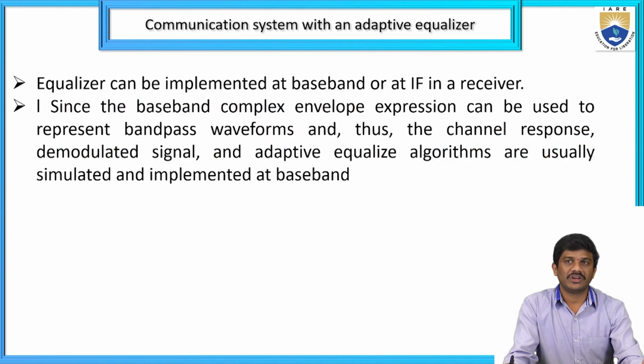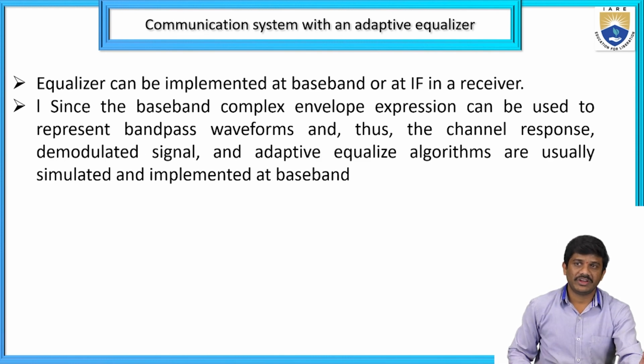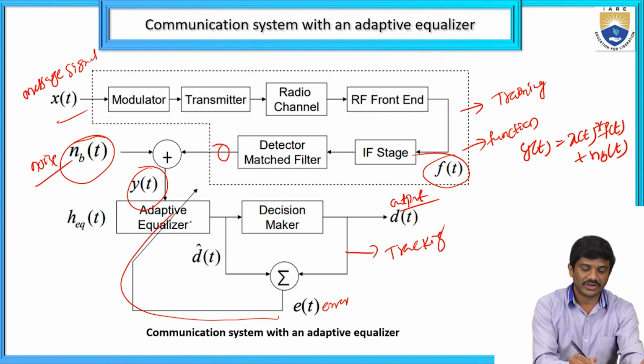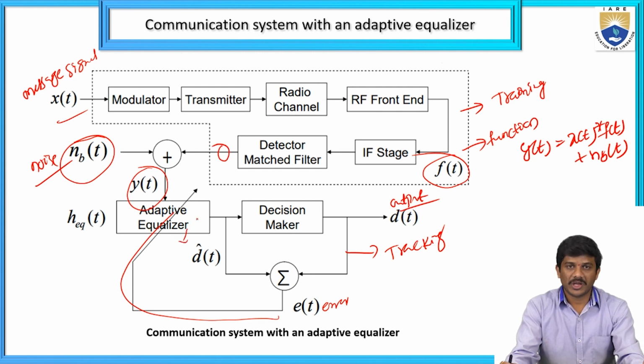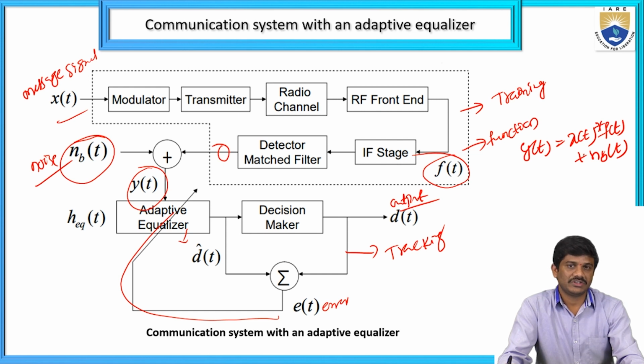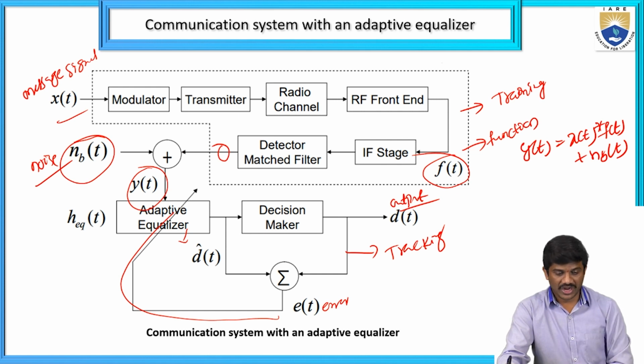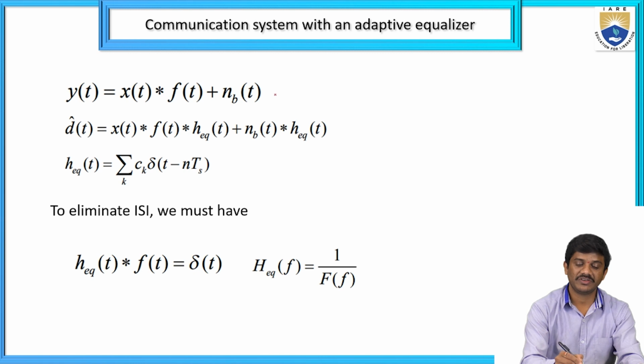The equalizer can be implemented at baseband, and we can also use the intermediate frequency in a receiver. We can use the adaptive equalizer algorithm. This is the equation: y of t equal to x of t convolution f of t plus nb of t. This is the first equation.